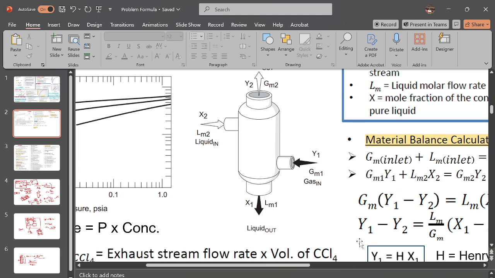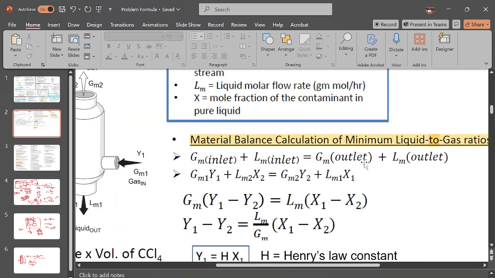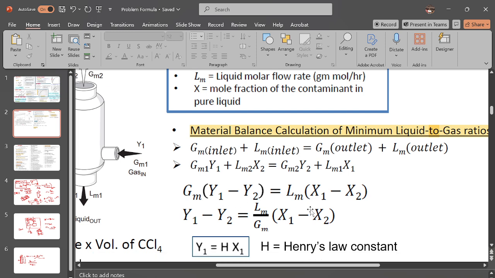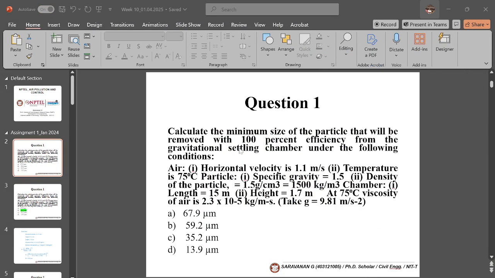So this diagram, if you know, you will get this formula. For mass balance, Gm in plus Lm inlet equal to Gm out plus Lm out. So that's the flow. And I am assuming mass balance, whatever comes in will go out. So Gm into y1 minus y2 will be Lm into x1 minus x2. The final formula you will get as y1 minus y2, the pollutant concentration. Y1 minus y out, 3% minus 0.03%, will be Lm by Gm into x1 minus x2. In this formula, y1 you can calculate by Henry's law into x1. So if you substitute this, everything will be converted into terms of x1.